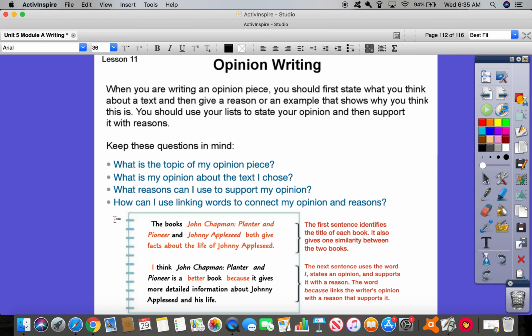Let's look at an example. The books John Chapman, Planter and Pioneer, and Johnny Appleseed both give facts about the life of Johnny Appleseed. I think John Chapman, Planter and Pioneer is a better book because it gives more detailed information about Johnny Appleseed and his life. The first sentence identifies the title of each book. It also gives one similarity between the two books. The next sentence uses the word I, states an opinion, and supports it with a reason. The word because links the writer's opinion with a reason that supports it.